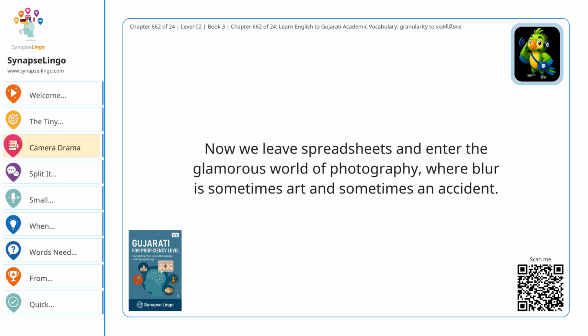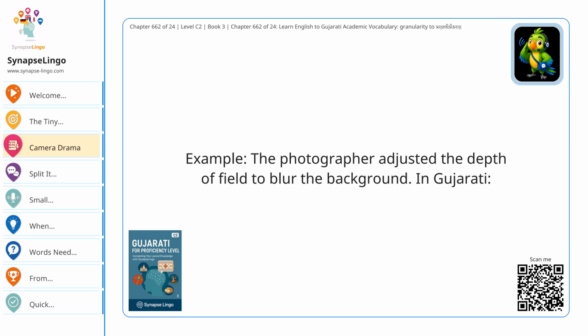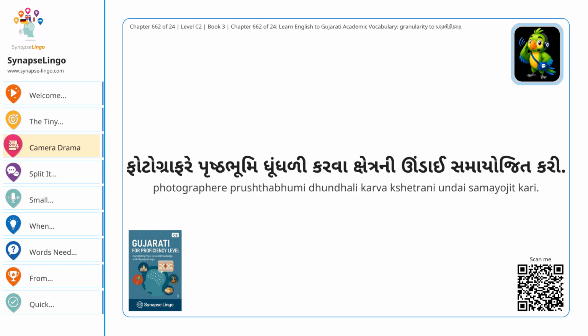Camera drama. Now we leave spreadsheets and enter the glamorous world of photography, where blur is sometimes art and sometimes an accident. Depth of field in Gujarati is ક્ષેત્રની ઊંડાઈ. It describes the range in a photo that appears sharp. Example: the photographer adjusted the depth of field to blur the background. In Gujarati: ફોટોગ્રાફરે પૃષ્ઠભૂમિ ધૂંધળી કરવા ક્ષેત્રની ઊંડાઈ સમાયોજિત કરી.